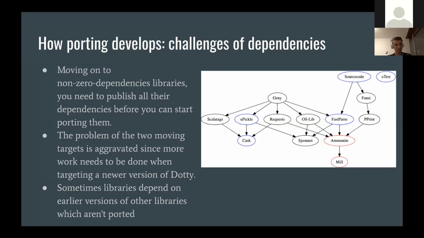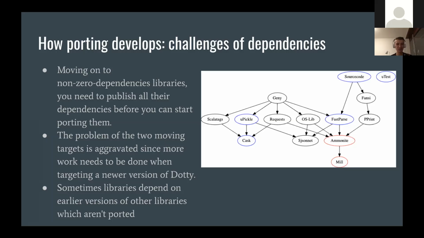So this kind of problem of transitive dependencies, of just simply dependencies, actually aggravates the problem of moving targets, because not only do you need to keep in mind the moving targets of the single library that you're porting, you also need to keep in mind the moving targets of the dependency libraries that you have. So you really need to get the publishing capability right, so that it doesn't interfere with your work.